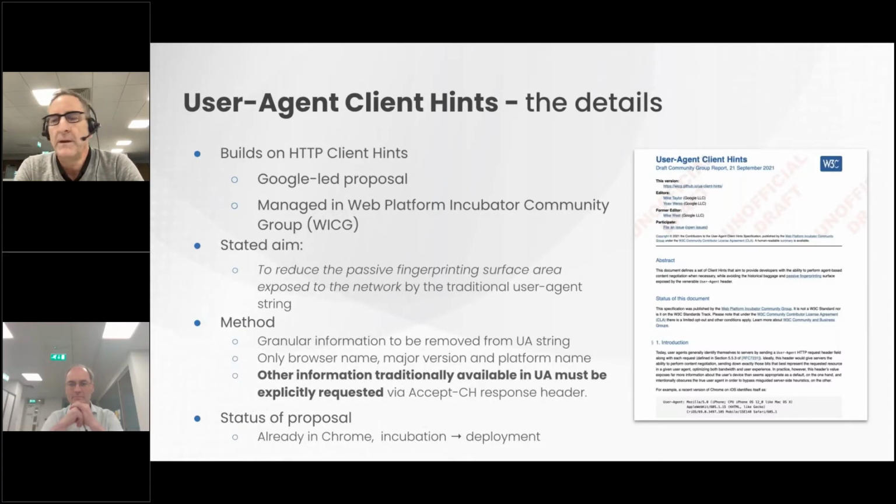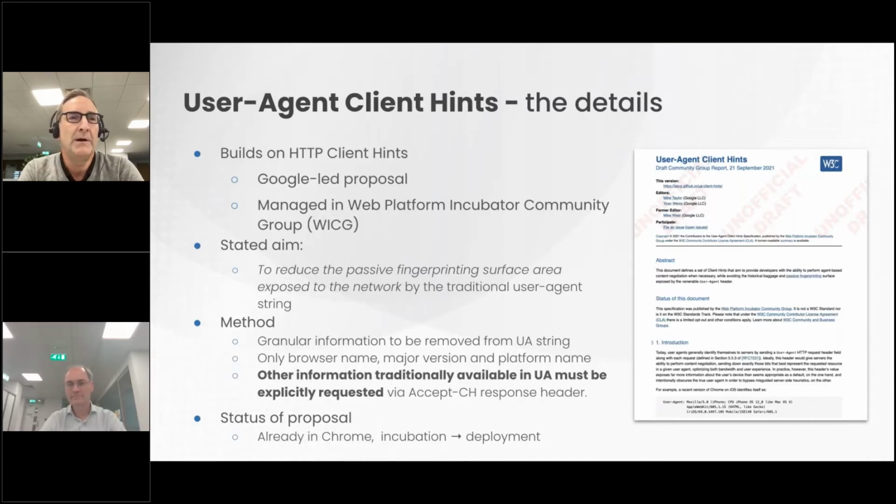So user agent client hints is a proposal that sits on top of HTTP client hints and builds on it. Unlike the underlying standards, this one is managed in the Web Platform Incubator Community Group, so our WICG. And this is a W3C group that's set up to be a kind of a lightweight, quick way to discuss new web platform features. And the stated aim of this proposal is to reduce the passive fingerprinting area exposed to the network by the traditional user agent string.